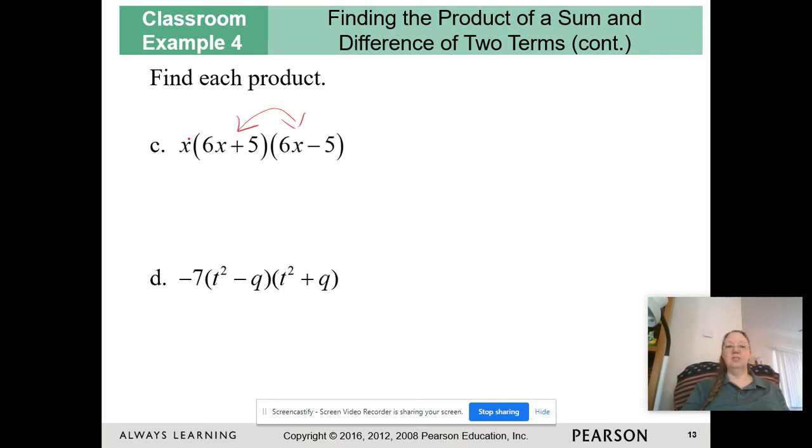Multiply these first and then distribute the x. So square the first term minus the square of the second term. Now distribute.